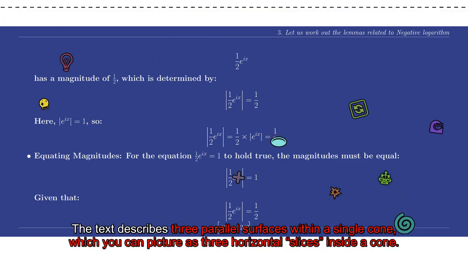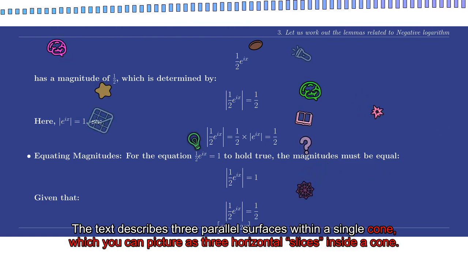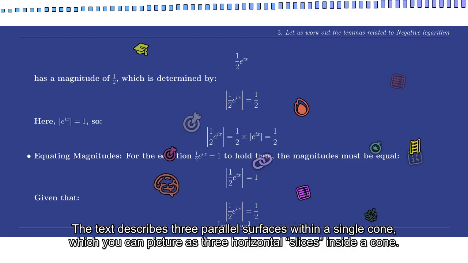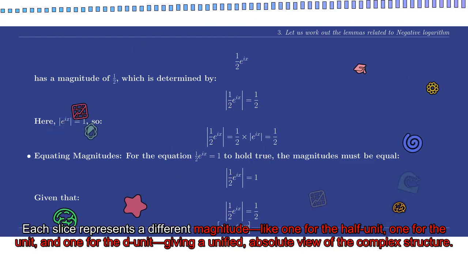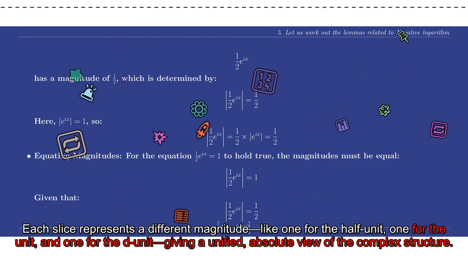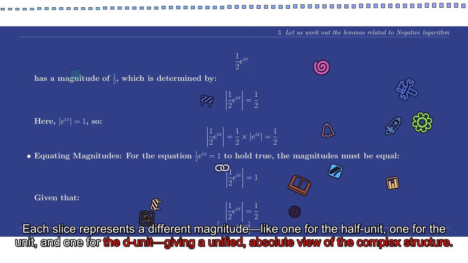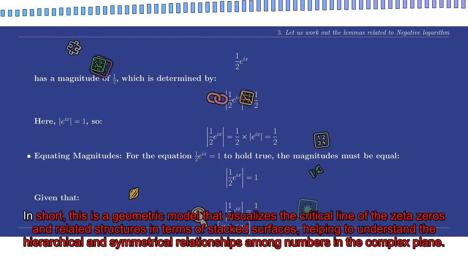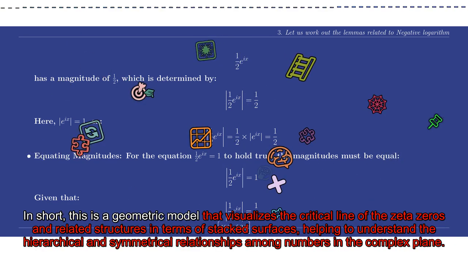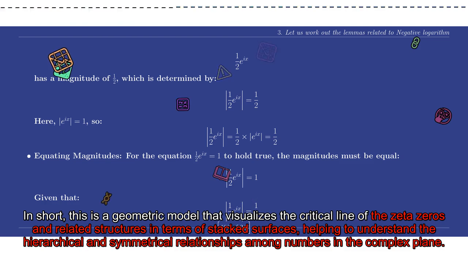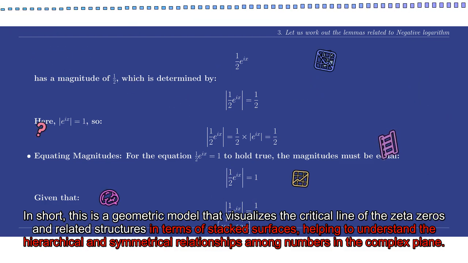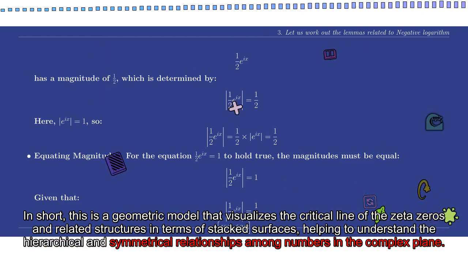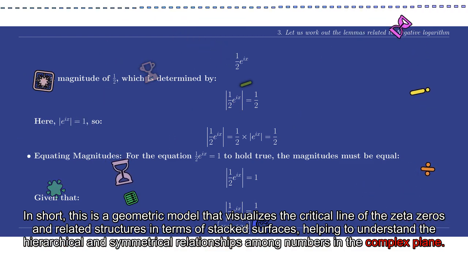The text describes 3 parallel surfaces within a single cone, which you can picture as 3 horizontal slices inside a cone. Each slice represents a different magnitude, like one for the half-unit, one for the unit, and one for the d-unit, giving a unified, absolute view of the complex structure. In short, this is a geometric model that visualizes the critical line of the zeta zeros and related structures in terms of stacked surfaces, helping to understand the hierarchical and symmetrical relationships among numbers in the complex plane.